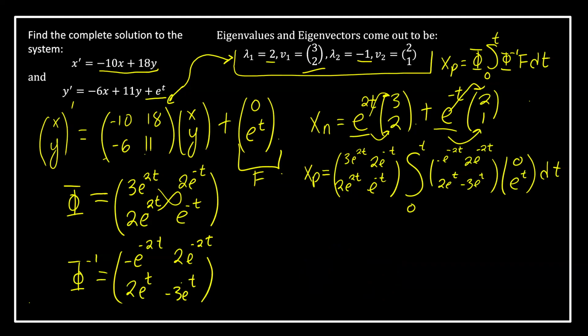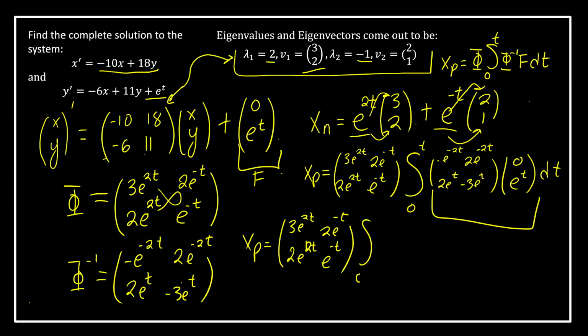All right, so now we want to multiply those two together. Our fundamental matrix will carry down, and we keep our integral. But when we multiply this, we do minus e to the minus 2t times 0 and 2e to the minus 2t times e to the t. So we get a 2e to the minus t. And similarly, when we multiply the bottom row, we get a minus 3e to the 2t.